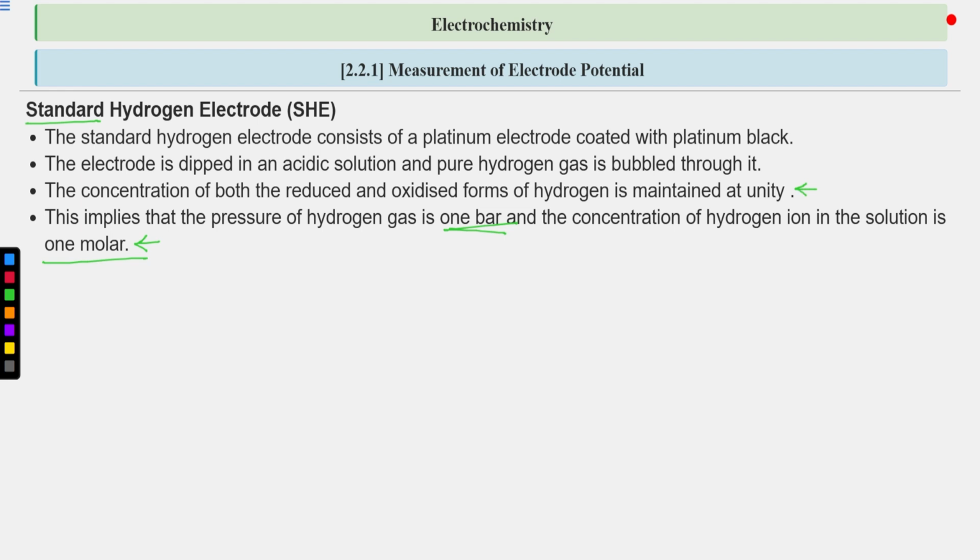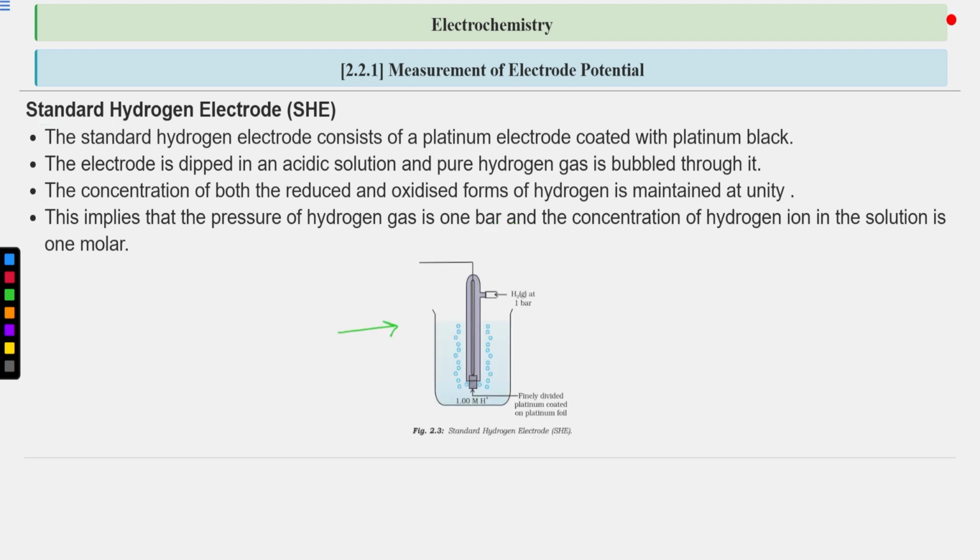The concentration of the reduced and oxidized form of hydrogen is maintained at unity. One more thing: why are we talking about hydrogen only? Because we are talking about a half cell, and only hydrogen is involved in this, because we get our product as hydrogen gas, which is bubbling in this reaction of the standard hydrogen electrode. So everything is considered standard, because the pressure should be 1 bar and the concentration of the solution should be maintained at unity.